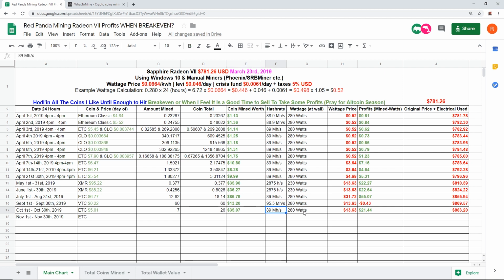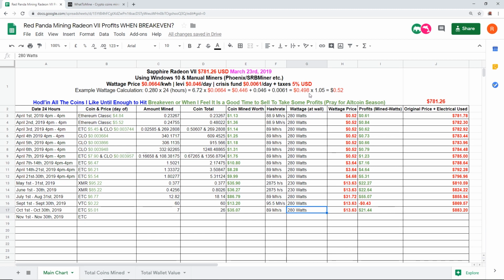You guys can see the hash rate and the wattage at the wall, which I explained earlier. The big thing here is the wattage, how much power consumption I've used. At 280 watts for the month of October, it would cost about $13.63 to mine at this wattage. You can see how I calculated that is wattage price. I have the levy fee, which is only 0.046 a day, not an hour, that's a day. Then the crisis fund is 0.0061 a day, plus taxes, I have 5% USD.